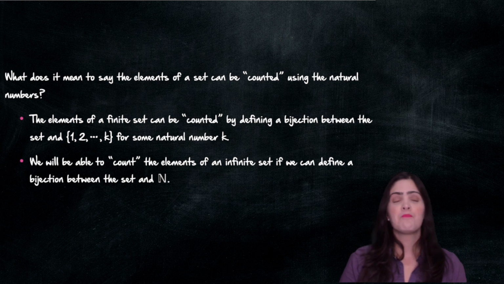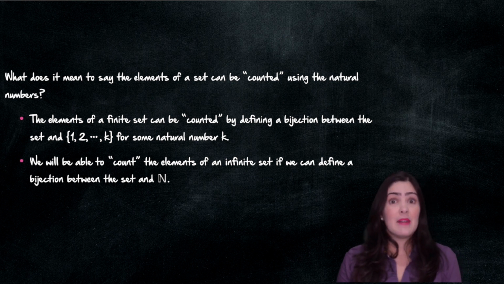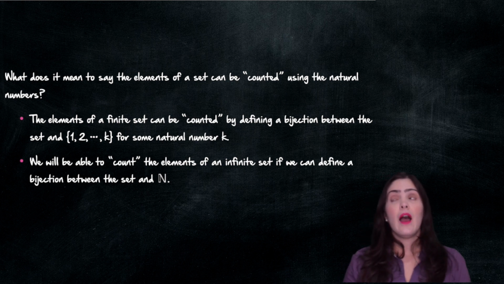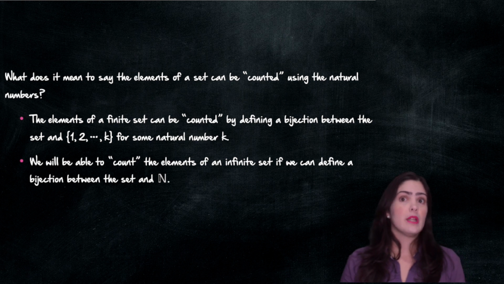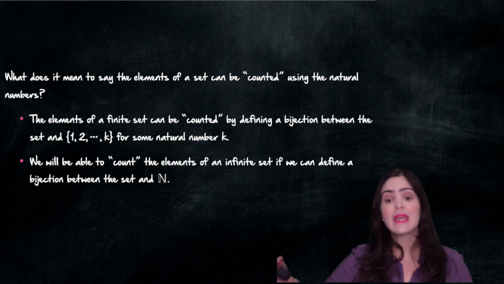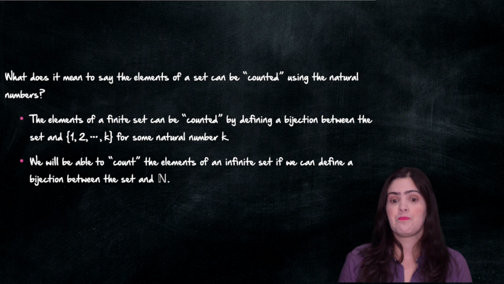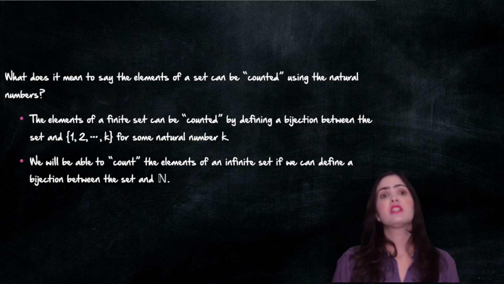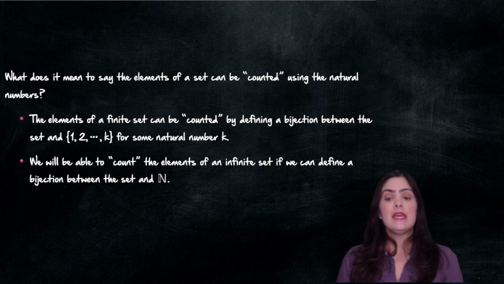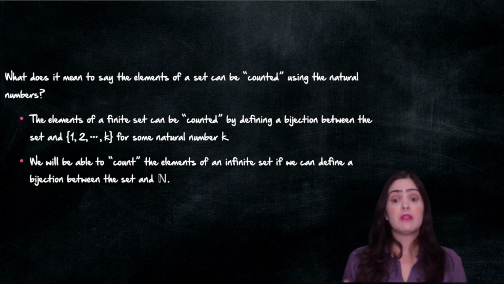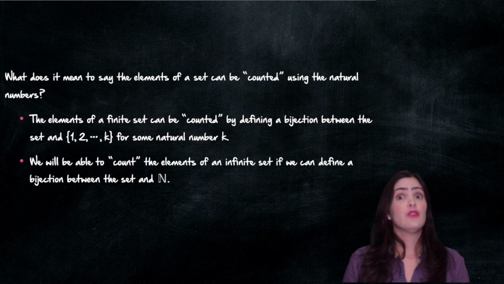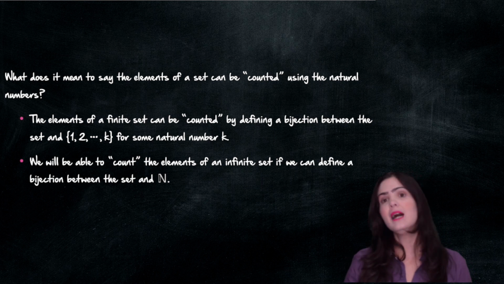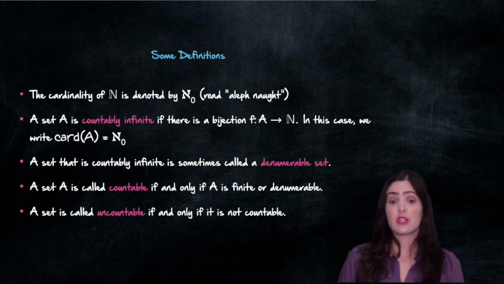So what does it mean to say that the elements of a set can be counted using natural numbers? Well, the elements of a finite set are easy. They can be counted by defining a bijection between the set and a set that contains the elements 1, 2, 3, 4, 5 up to k for some natural number k. Now we're going to be able to count the elements of an infinite set if we can define a bijection between that set and the set of natural numbers. And this will bring us to some definitions.